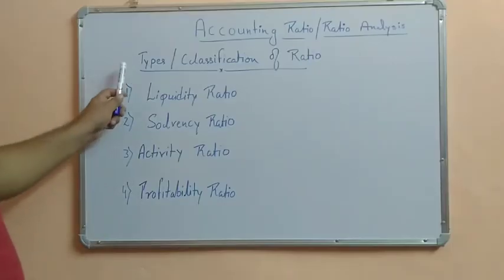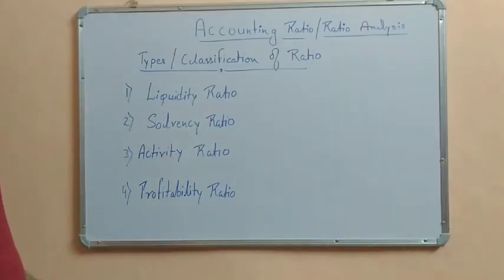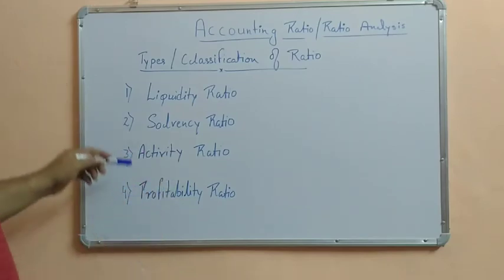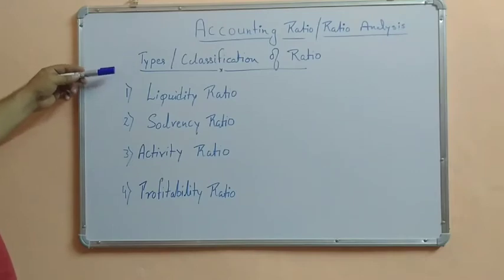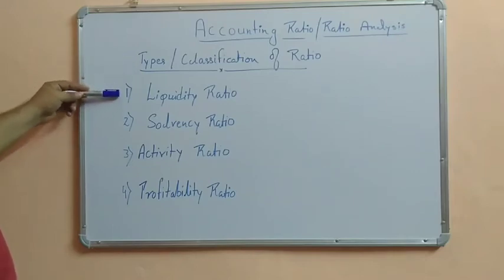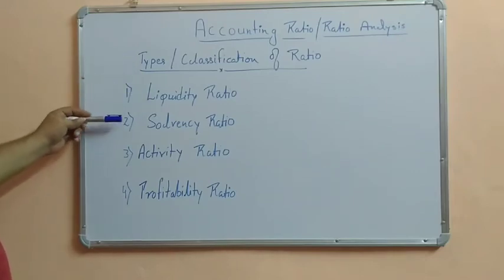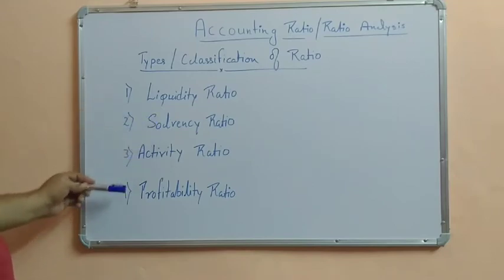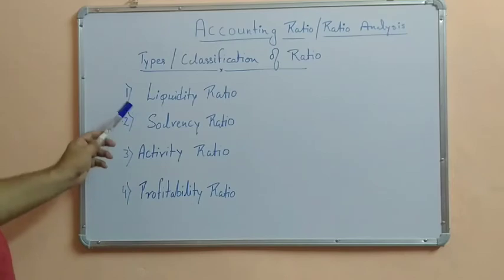Let us discuss the types or classification of ratios. Ratios are classified into 4. In accounting ratios, classification is done in 4 ways. First is liquidity ratio, second is solvency ratio, third is activity ratio, and fourth is profitability ratio.